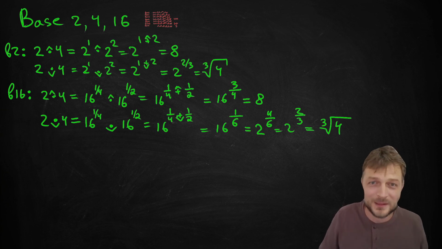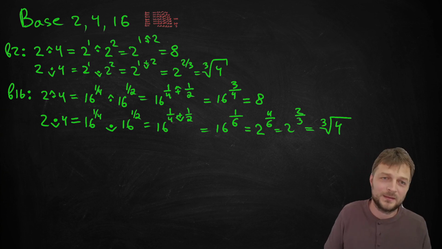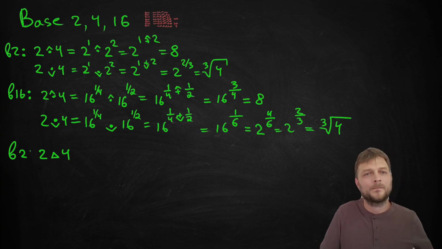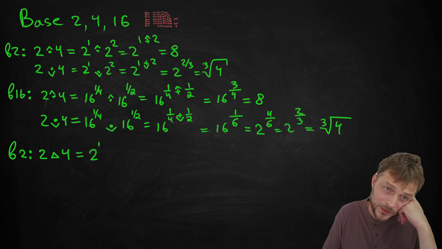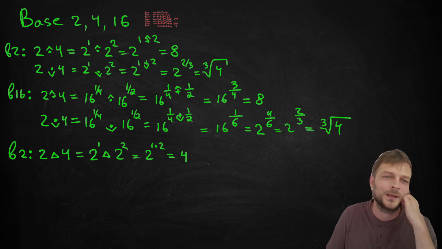But let's take a look at something else. So if we consider base 2, this operation, it's equal to 2 to the power 1, 2 to the power 2, it's equal to 2 to the power 1 multiplied by 2, it's equal to 4, right?